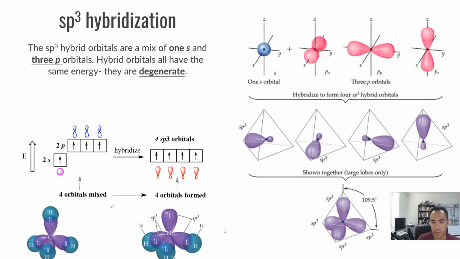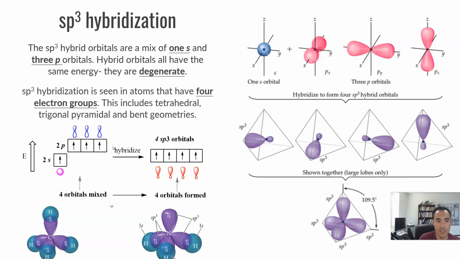Now the easiest way of remembering this is that if I have 4 things attached, I'm going to be using the p and the s hybrid, because generally that molecule will have enough electrons for each one. Now, sp3 hybridization has 4 electron groups, and I'll call it 4 things because it can include a lone pair, and this includes tetrahedral, trigonal pyramidal, and bent geometries.